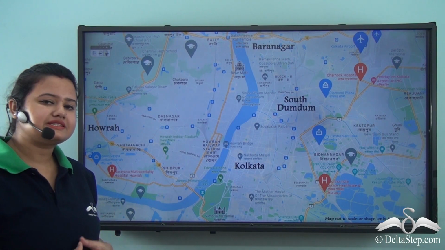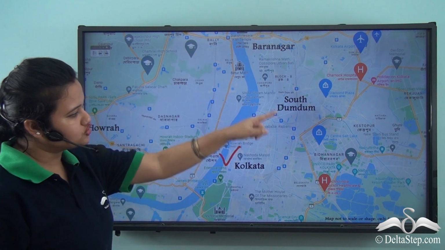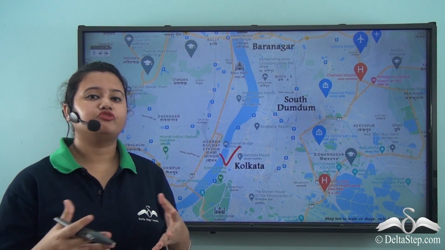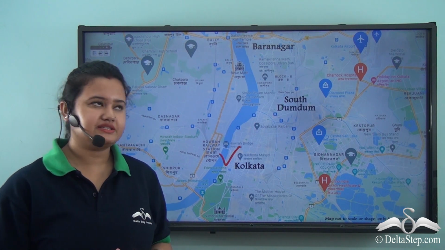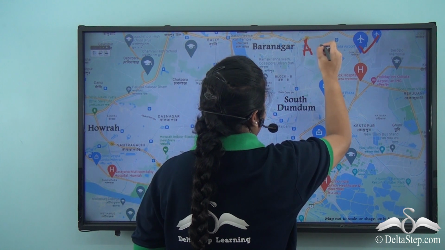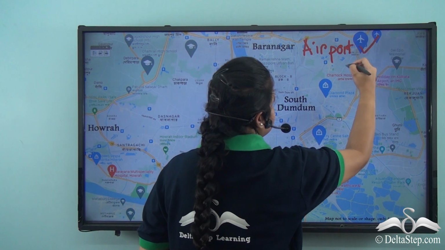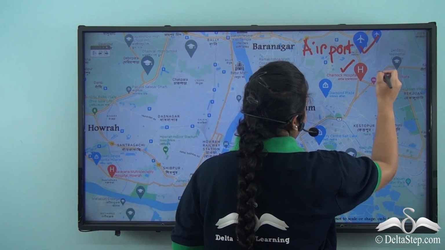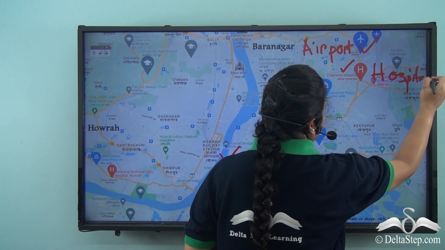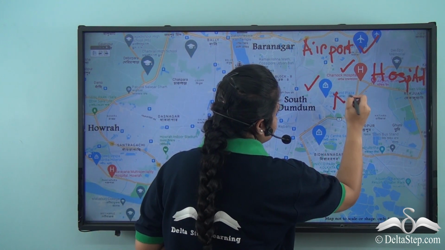Now here we have a snapshot of a Google map that shows a part of Kolkata and its adjoining areas. Now in this map we can see different symbols have been used to represent different places. For instance, this symbol says that there is an airport, while this symbol implies that there is a hospital or a healthcare center. This symbol states that there is a marketplace.